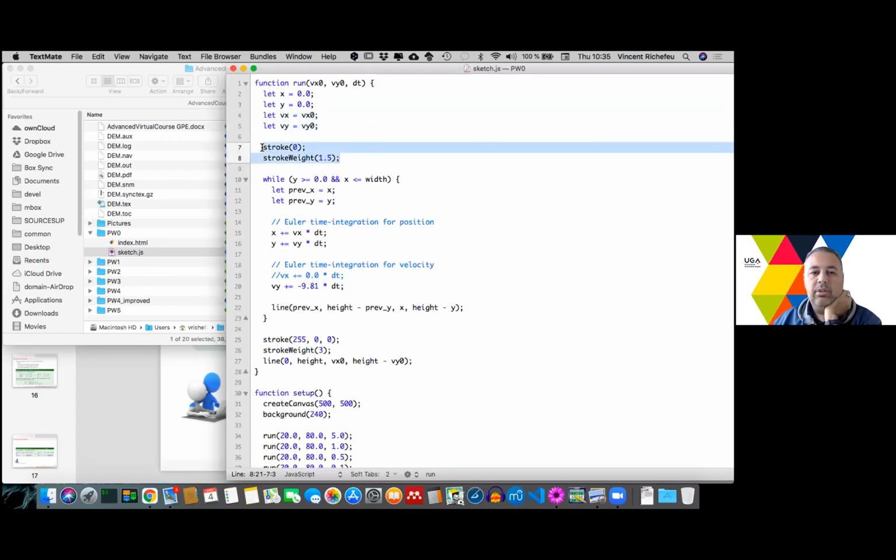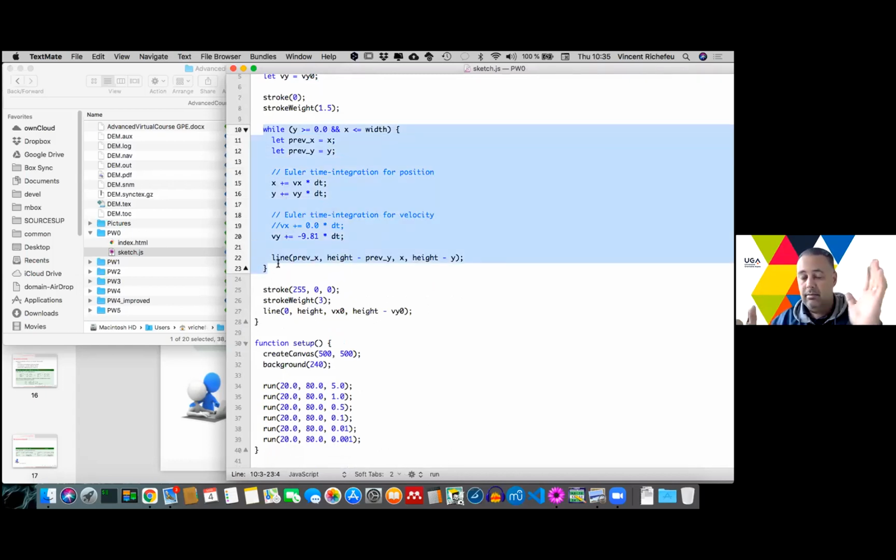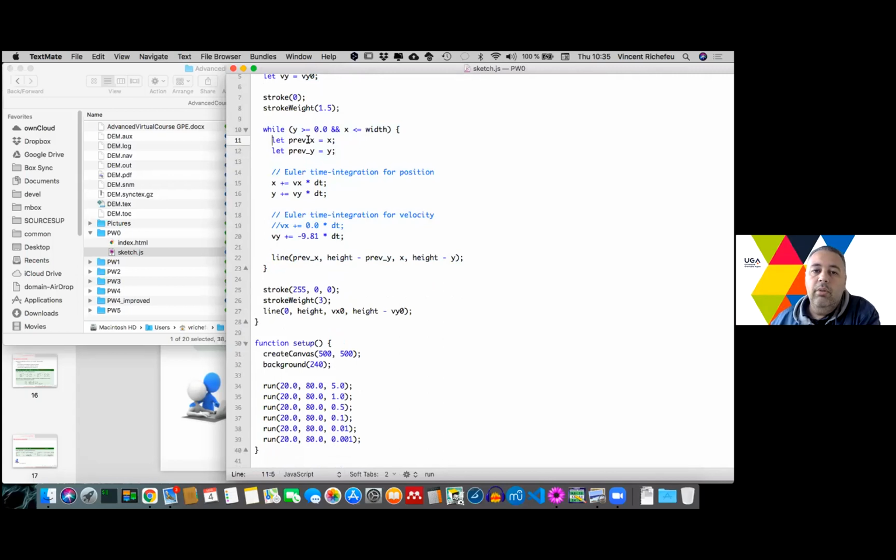These two instructions are to say that I will display things, and I will display in black with a width which is 1.5. Then I start the integration. I will say while the particle is in the canvas, in the box, let's say. I will store the current position. So the x will be prev x. I store x in that variable. Same for y. And I start the integration.